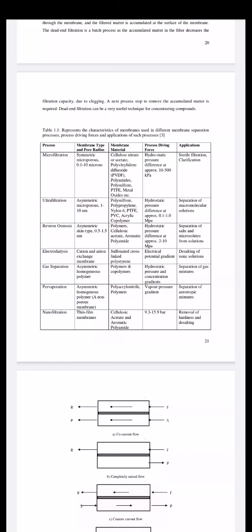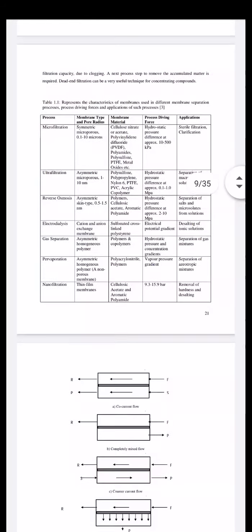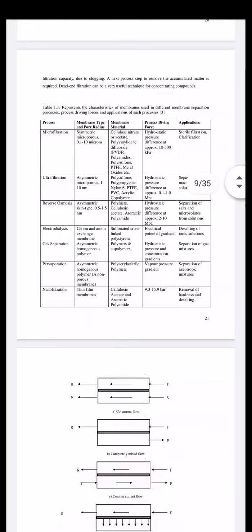So friends, I was talking about various operations like microfiltration, ultrafiltration, reverse osmosis, then nanofiltration and the gas separation. These are the operations which are performed by using membrane. So membrane separation comes under advanced separation processes, which is a non-conventional method.